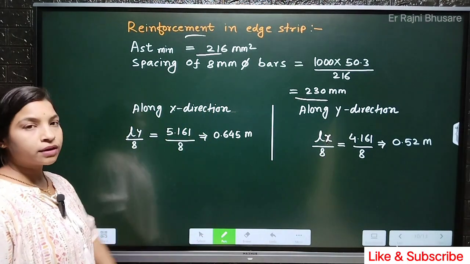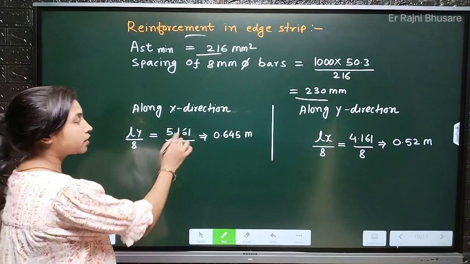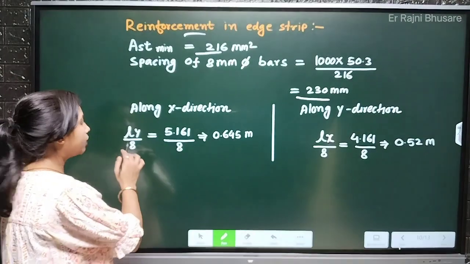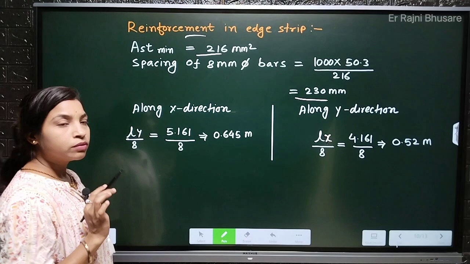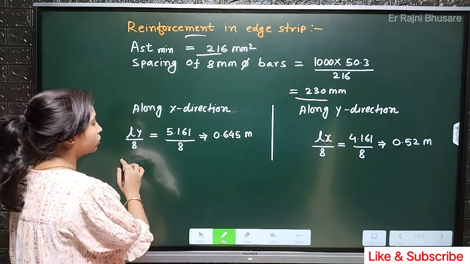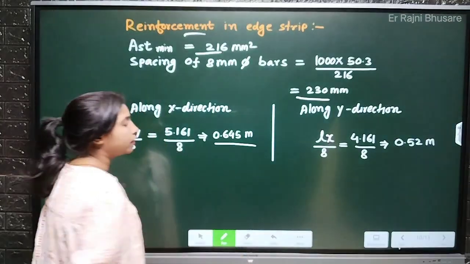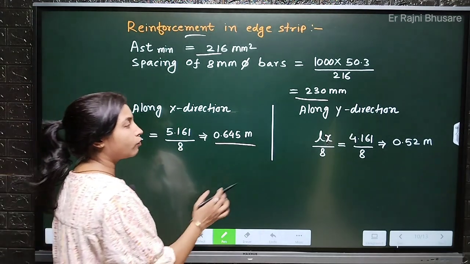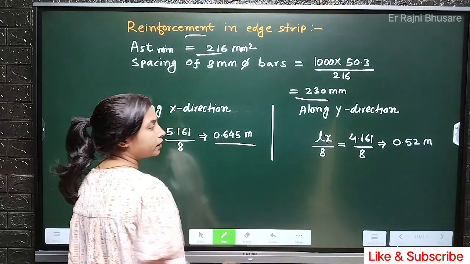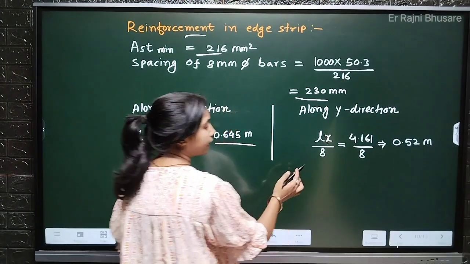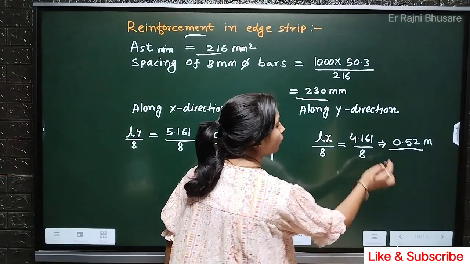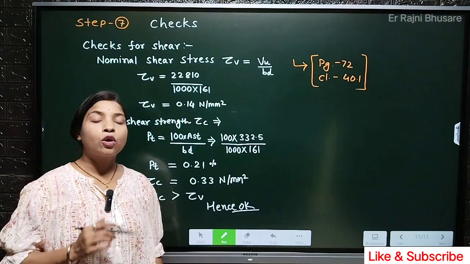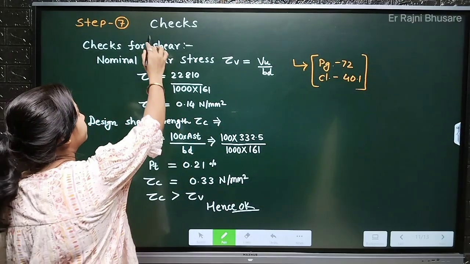And we have two parameters, and we will calculate along the x direction and y direction. So by thumb rule, Ly upon 8. Our Ly value is 5.161, which we have already calculated. So now we calculate the value, 0.645 meter. And now similarly we will calculate along the y direction. So Lx by 8, put the value in this formula. So here it is 0.52 meter. And our next step is, we will also calculate checks.